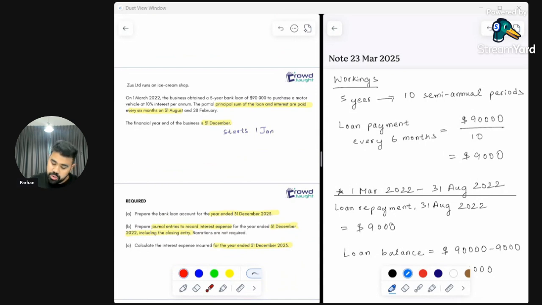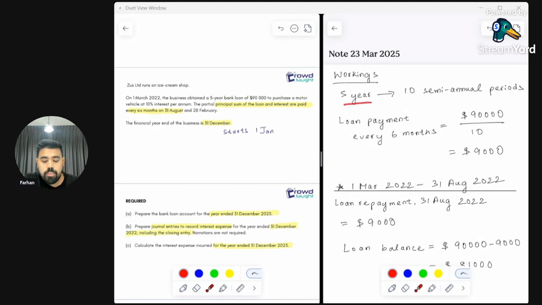All right, so let's look into the workings on the right hand side. First of all, we understand that the loan was taken on 1 March 2022, and it is a 5-year loan. In 5 years, how many semi-annual periods do we have? Or how many 6-month periods do we have? We have 10 semi-annual periods in 5 years. How is that so? In 1 year, we have 2 semi-annual periods because we have 6 months twice in 1 year, right? So in 5 years, we're going to have 10 6-month periods or 10 semi-annual periods.